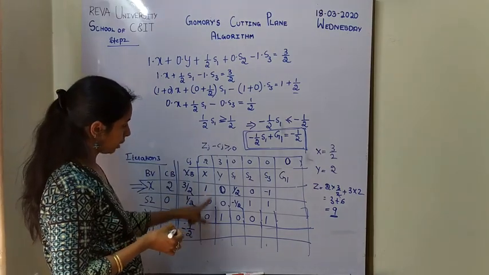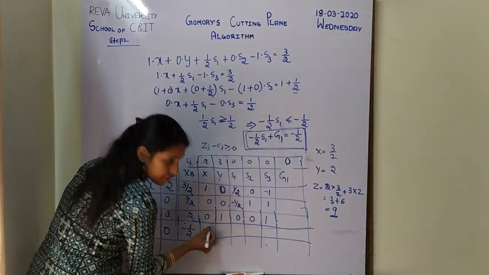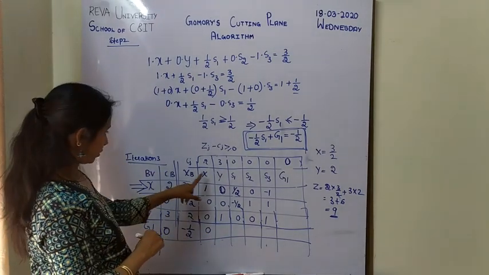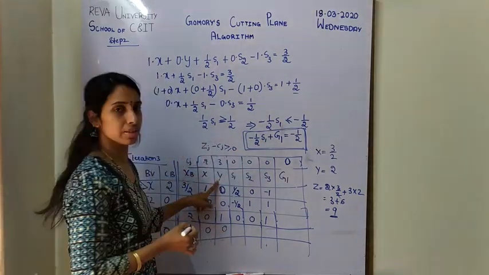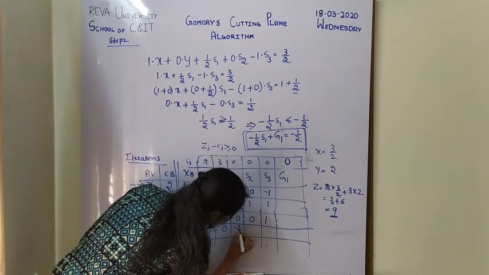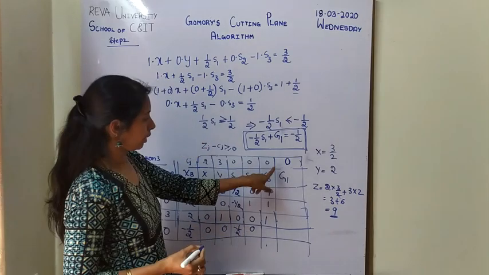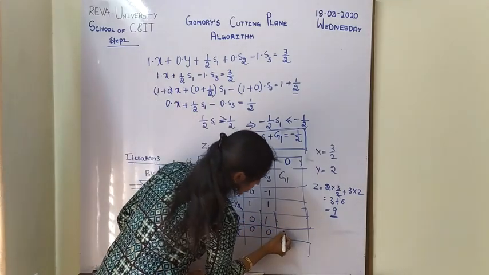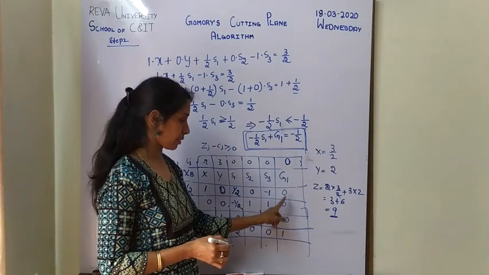And how will you fill the table? X. Do you have x in this equation? No. So you have to write here 0. Now x is not there in this equation, so this becomes 0. Y is not there in this equation, this becomes 0. S1 is there and its coefficient is 1 minus 1 by 2. So you have to write here minus 1 by 2. S2 is not there, so this becomes 0. And S3 is not there, this becomes 0. And Gomory's constraint you have, so this becomes 1. Rest all for the other equation, since we don't have Gomory's constraint, this becomes 0.